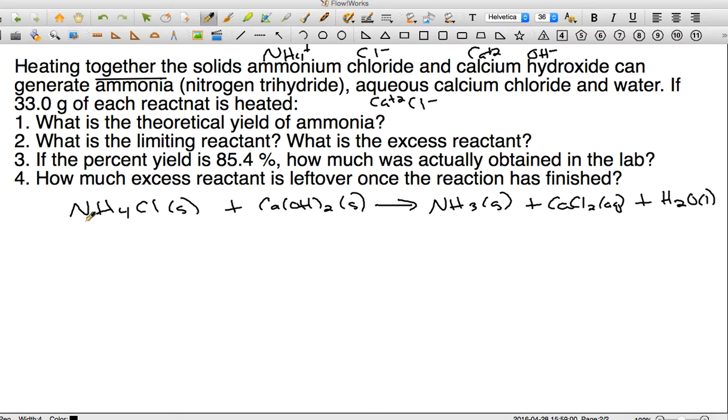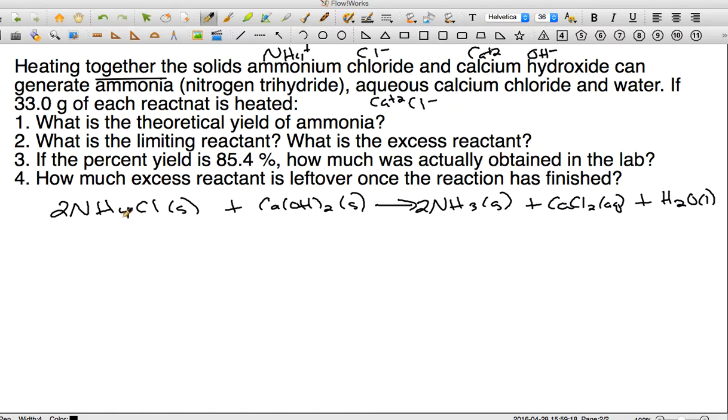So I'm going to start with my nitrogen. On this side I have 1, and over here I have 1. Okay, so far so good. Chlorine, I have 1, and I have 2, so I'm going to come over here and make this a 2. Well, that just made my nitrogen 2, so I'm going to come over and do that. Okay, so my calcium is good. I've got 1 and 1, and now I'm going to go to my hydrogen.